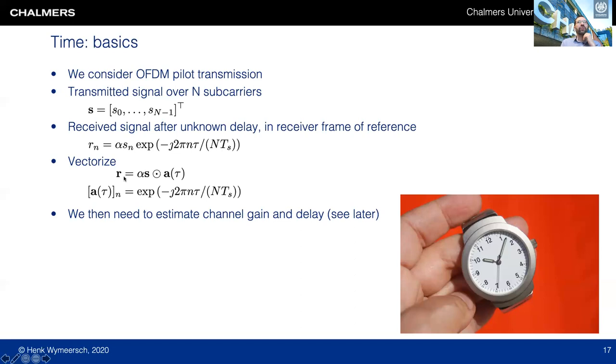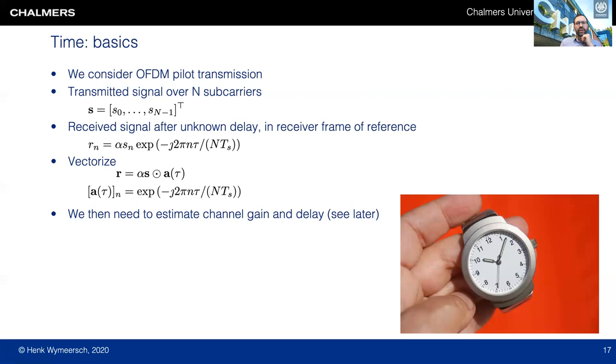I can vectorize this observation, and then I have this vector observation, where alpha is the channel gain, and I have a pointwise multiplication of two vectors: the transmitted signal, and this response vector that depends on the delay. So then, to estimate the delay, we have a very simple observation model where we need to estimate the complex gain and the delay from this observation R, knowing the transmitted signal, because often we work with pilot transmission. So let's now suppose that we are able to estimate this delay, then how do we use this in positioning?